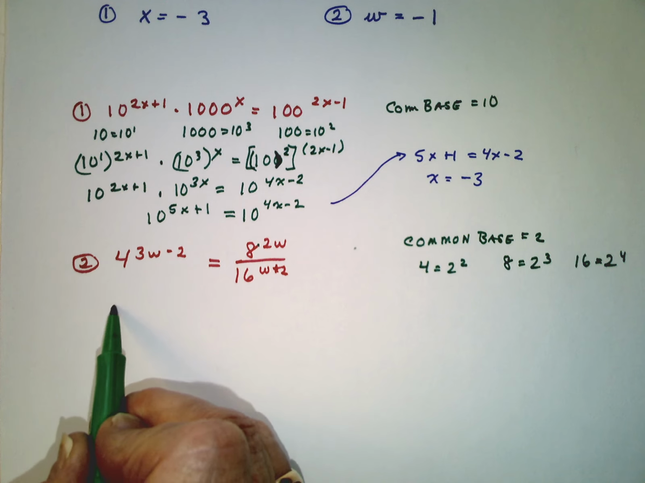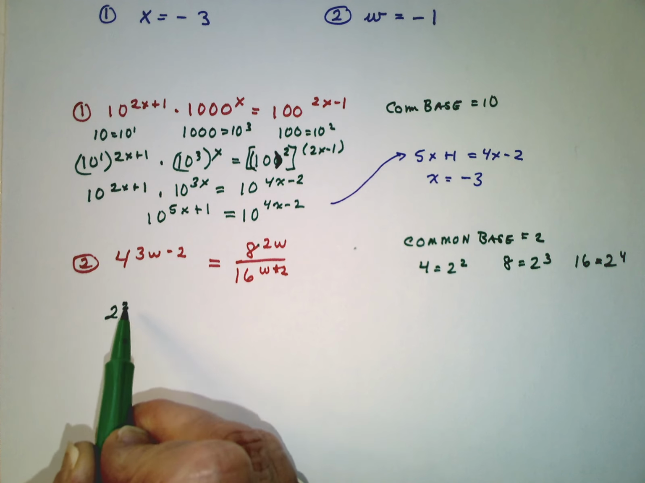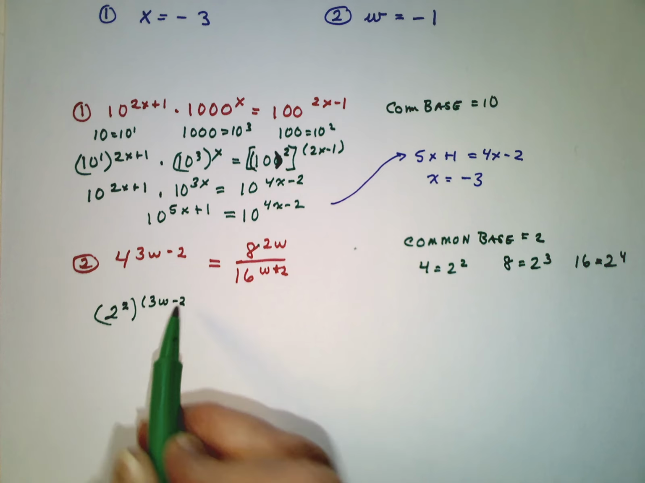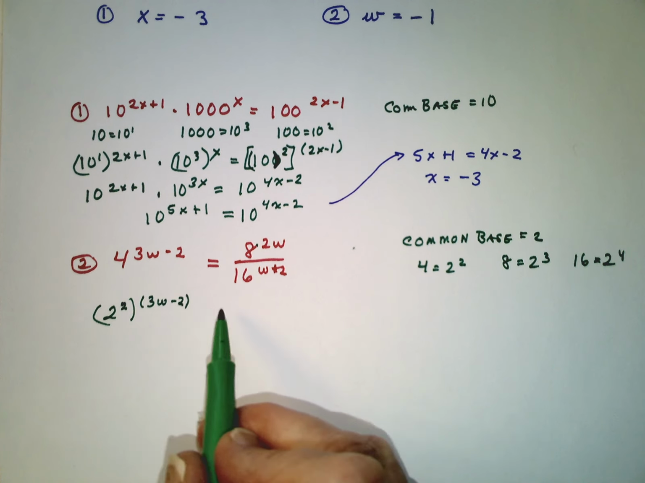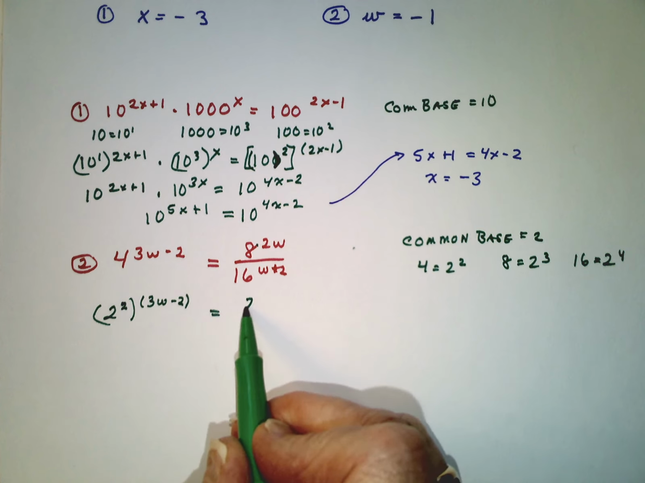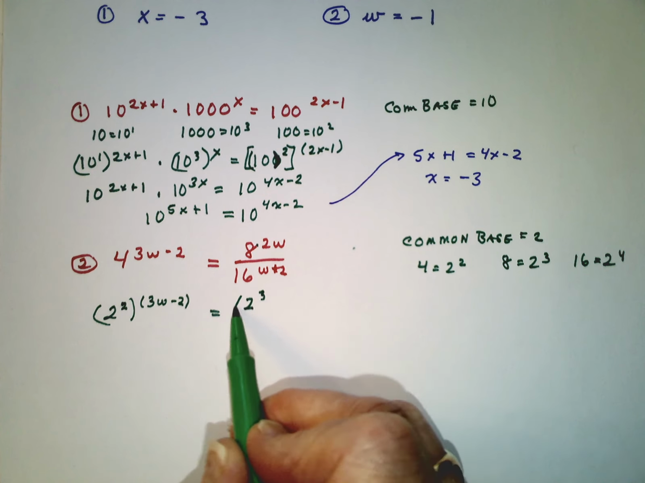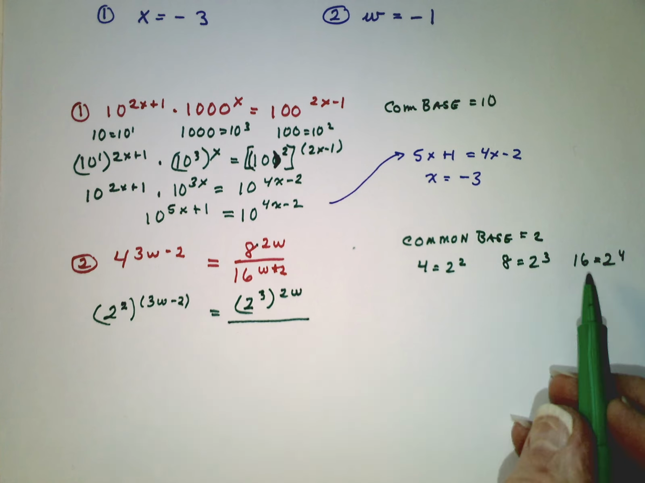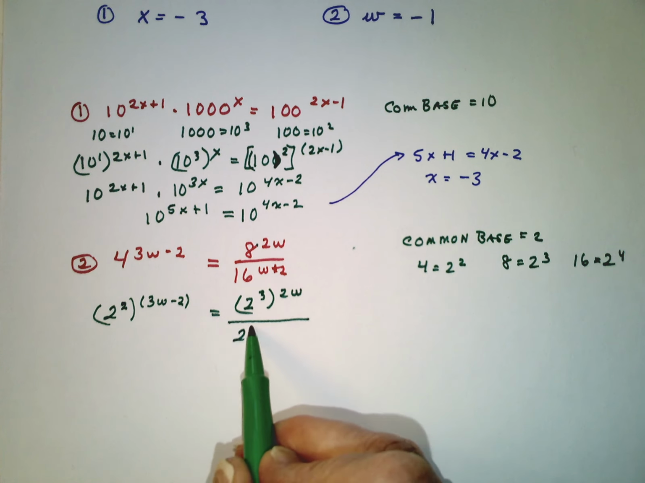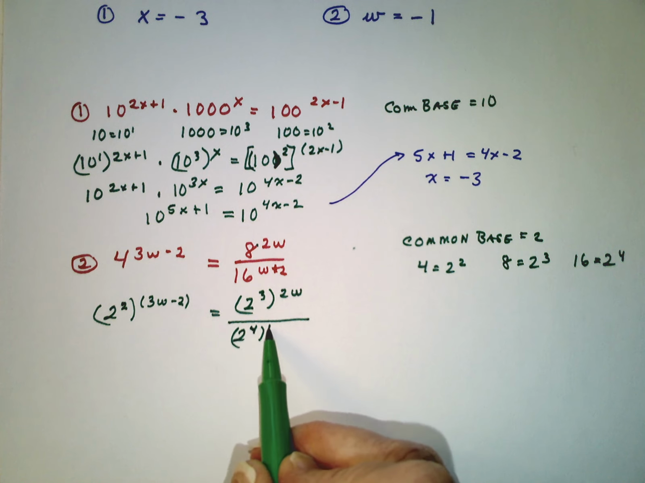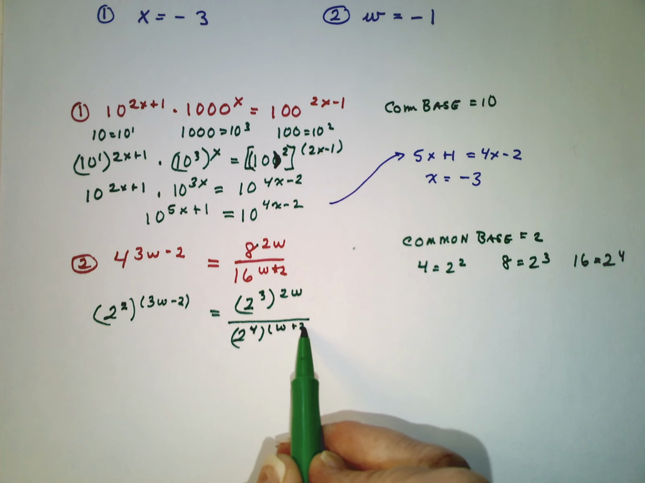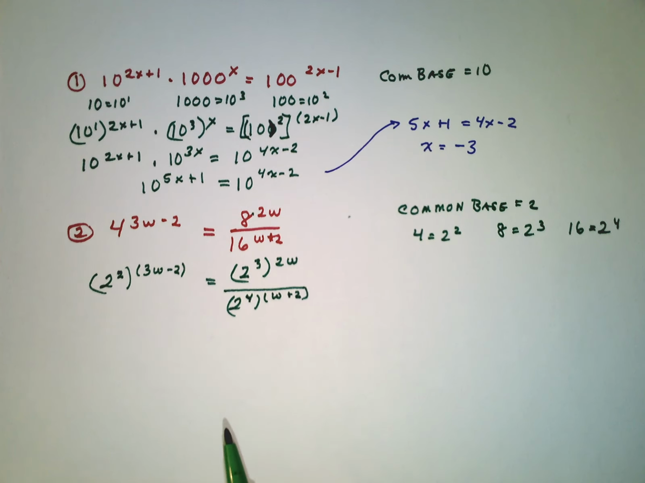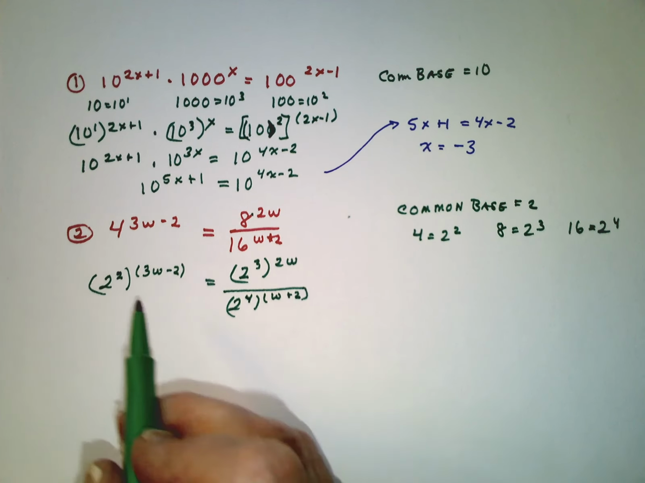Doing the substitution, then we have 2 to the second raised to the 3w minus 2 is going to have to equal 2 to the third raised to the 2w divided by, instead of 16, 2 to the fourth raised to the w plus 2. Okay, it looks unwieldy, but we can do this.